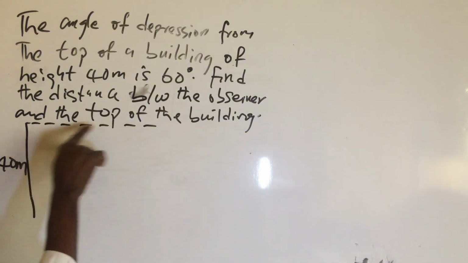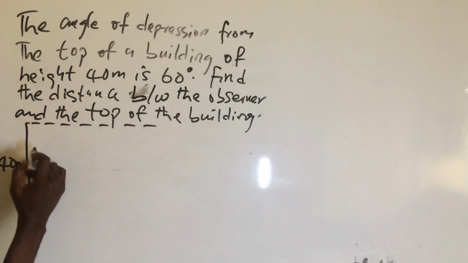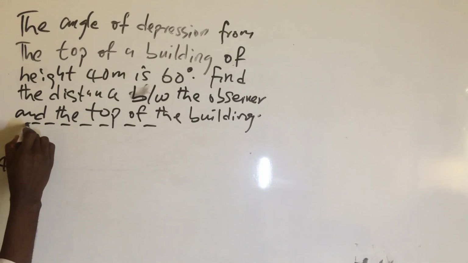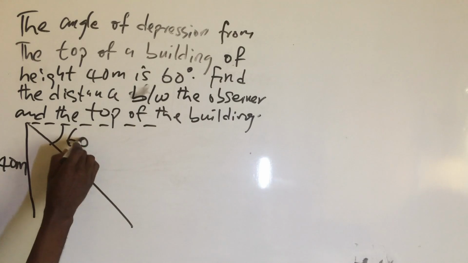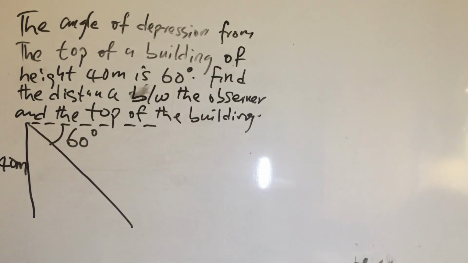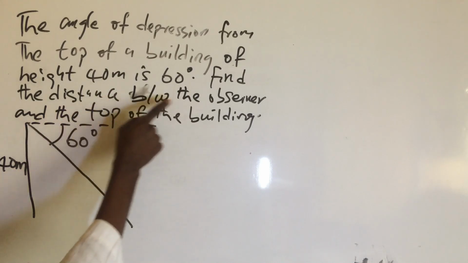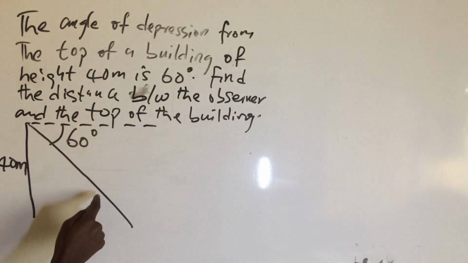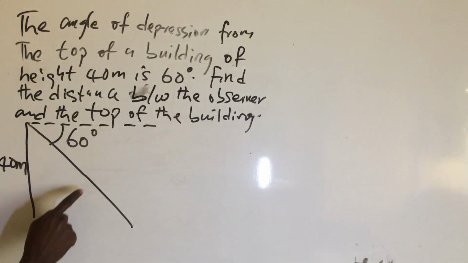So now from this normal line, horizontal line, you now look down and form 60 degrees. So here is 60 degrees. That is the angle of depression from the top of the building. Here is the top of the building, okay? Now, the question says, find the distance between the observer and the top of the building, okay?